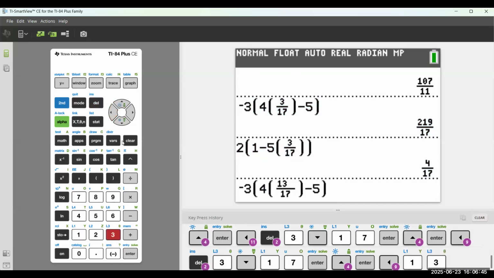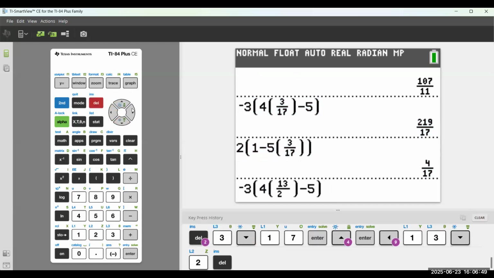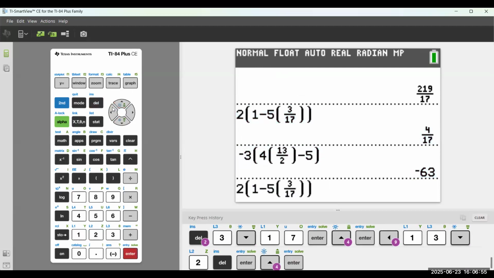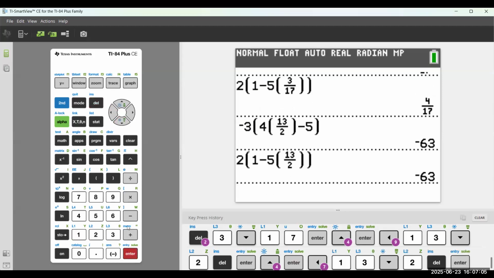So 13/2. I need to delete one of those positions. And then I'm going to go to the right equation, the right side of the equation, and type in, again, 13/2. And I'm left with the exact same number.